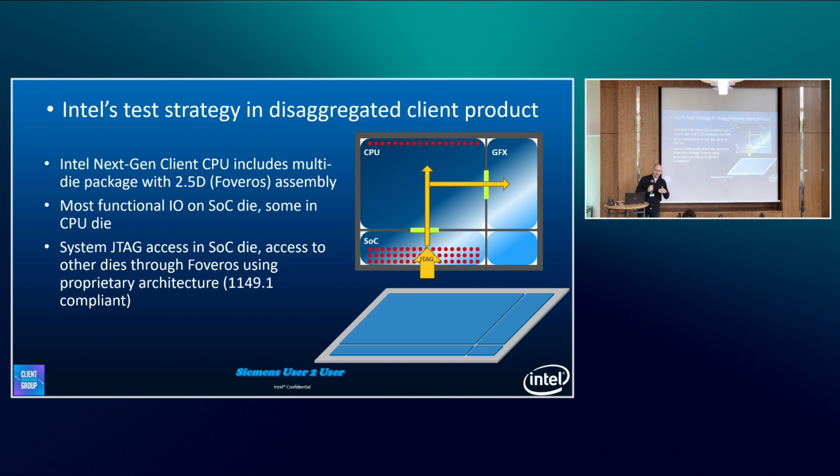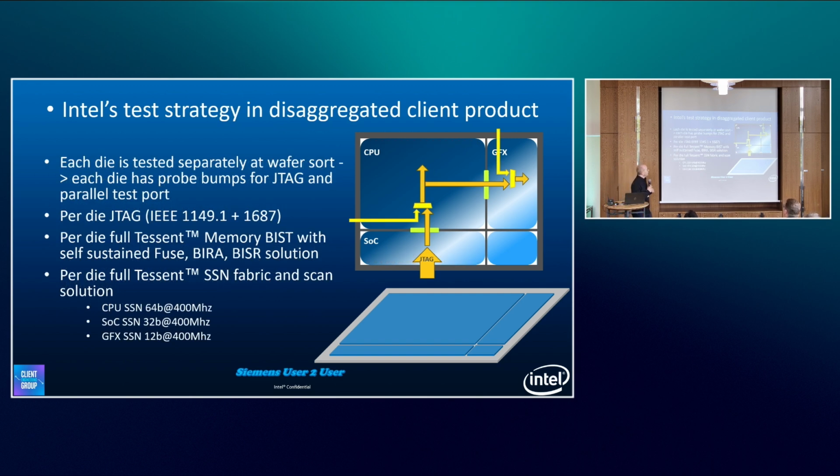As far as system JTAG access, we have a single JTAG access port at the SoC die, and then that JTAG network traverses through the CPU die and over the die-to-die Foveros connection, and from the CPU die to the graphics die. All of this is done through a proprietary architecture. It's not 1149, it's not 1687. It's based on 1149. It's compatible with 1149, but it's Intel inside architecture. But basically, the important thing to note is that we have a single point of JTAG access, a single JTAG test port.